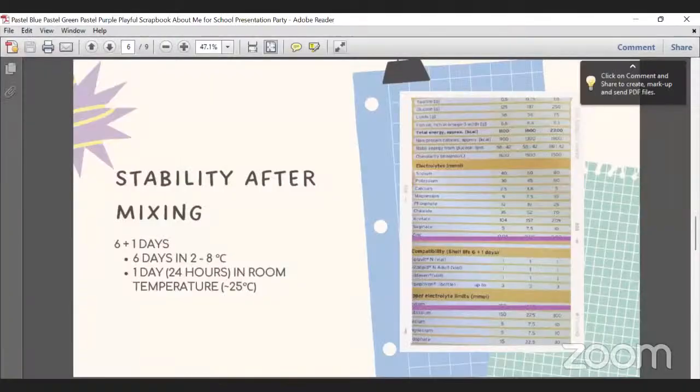So all bags come with their own expiry date, but after the mixing or the dilution process, the stability or the expiry date has been reduced. So all those mixed bags will be stable for 6 days under 2 to 8 degrees Celsius, the fridge temperature, plus 1 day under room temperature for 24 hours.